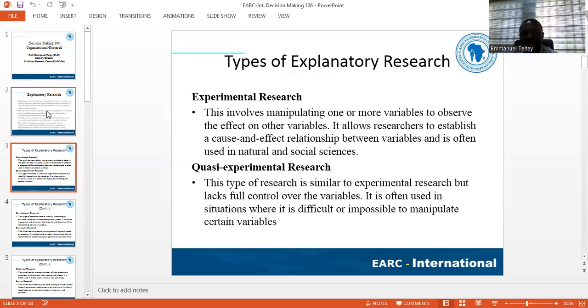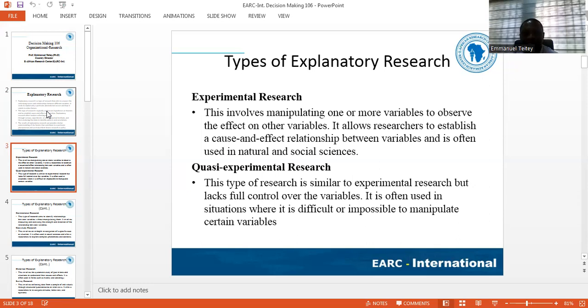Types of explanatory research. One, we have experimental research. This involves manipulating one or more variables to observe the effect on the other variables. It allows researchers to establish cause and effect relationships between the variables and is often used in natural and social science.